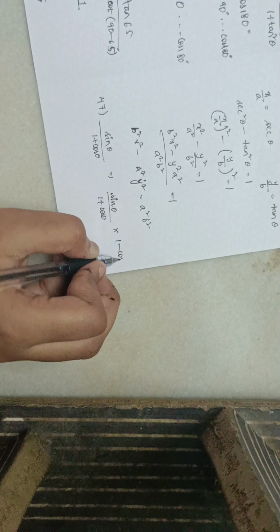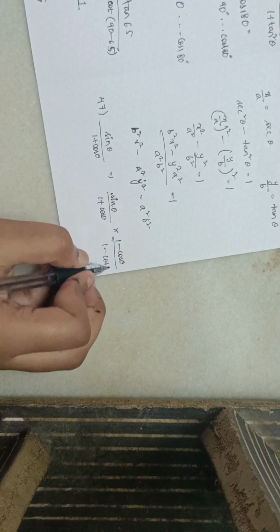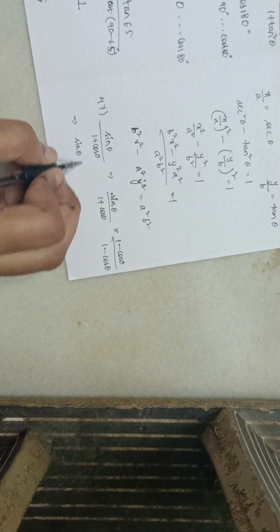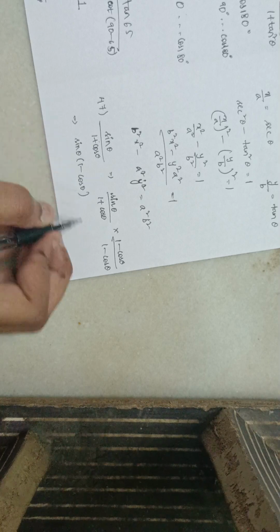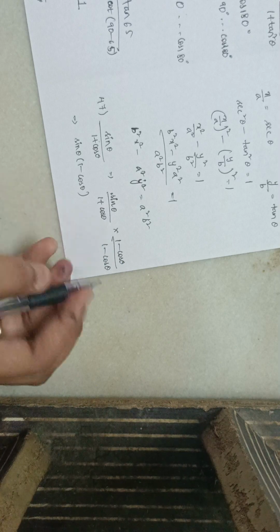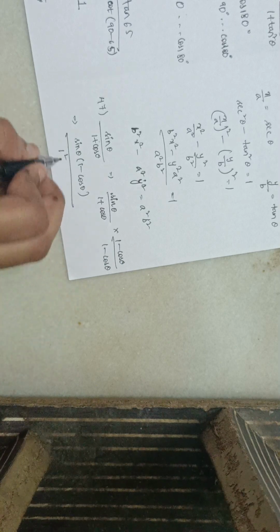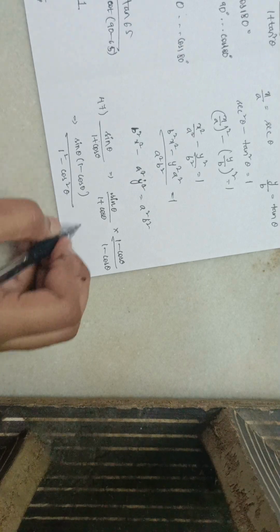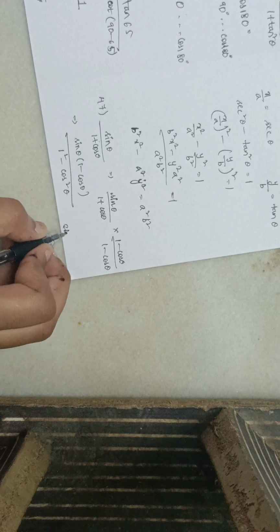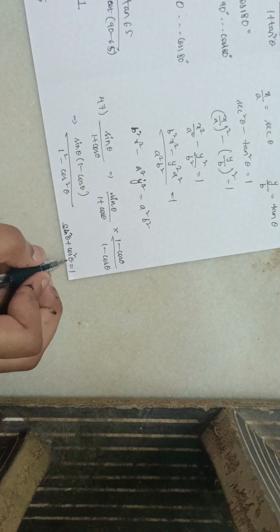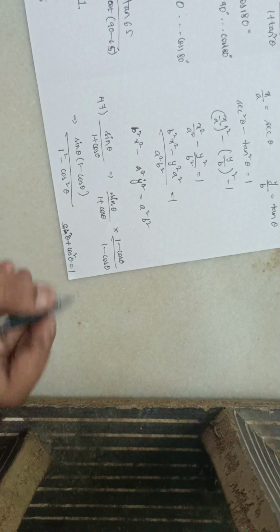So, 1 minus cos theta by 1 minus cos theta. Sin theta into 1 minus cos theta by 1 plus cos theta into 1 minus cos theta. A plus B into A minus B, A square minus B square. So, 1 square minus cos square theta. So we know that sin square theta plus cos square theta equals to 1. That means 1 minus cos square theta equals to sin square theta.